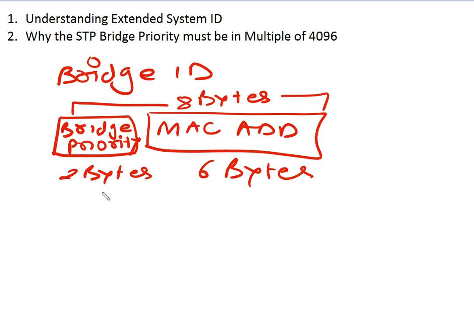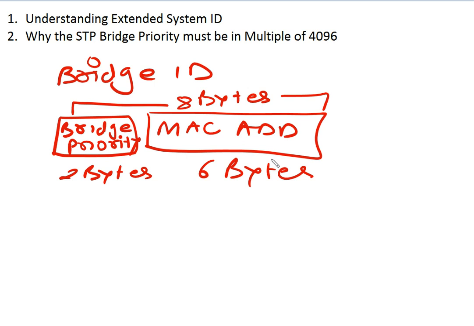It is fixed. Now, if you have just one instance of STP running, this is all fine. You don't need to change anything. You don't need to have an extended system ID. This will keep working absolutely fine without any problem.